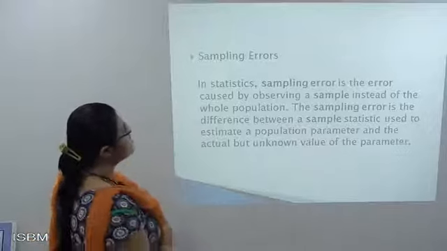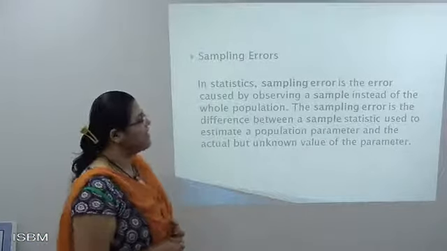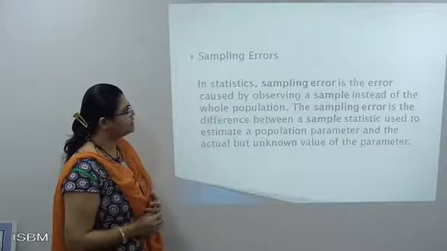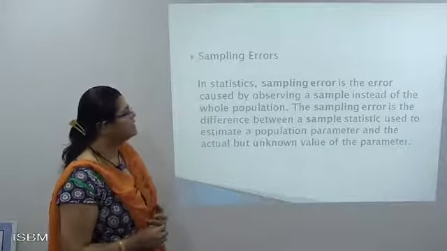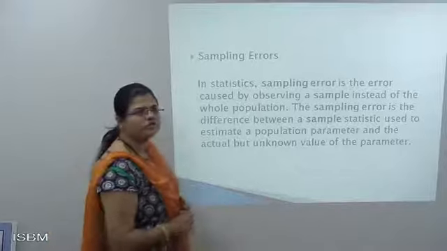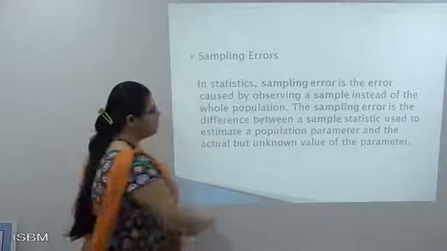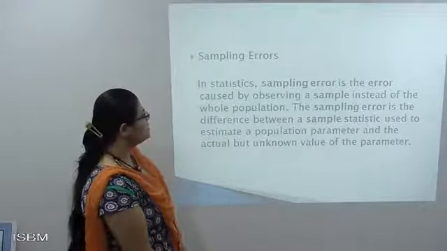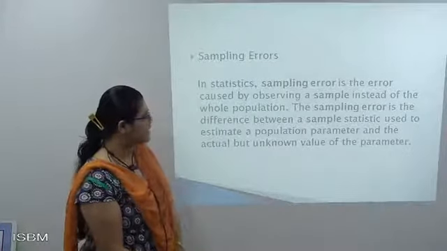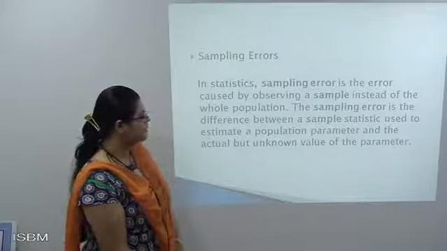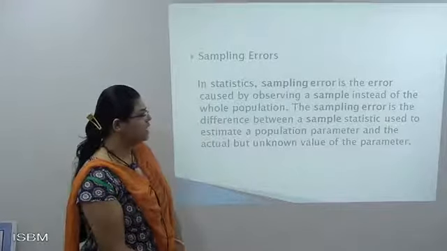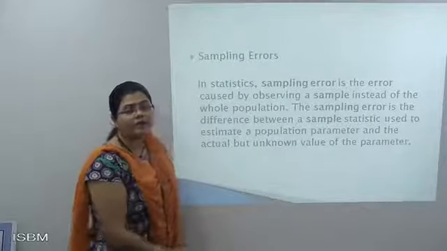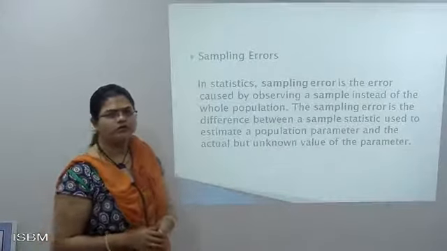Like in the sampling error, here it is a statistical way, where a sampling error is the error caused by observing a sample instead of the whole population. You are just doing an observation related to it. Here you are not calculating the whole population. The sampling error is the difference between a sample statistic used to estimate a population parameter and the actual but unknown value of that parameter. Here you are not getting an accurate value, you are not calculating the accurate value, you are just estimating.